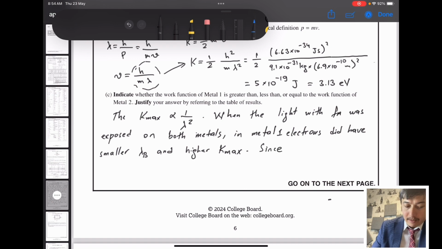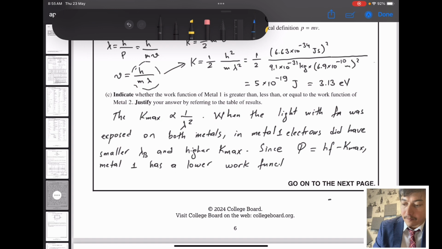Now, since the work function is equal to the energy of the light minus the maximum kinetic energy, metal 1 has a lower work function. Because it has a lower work function, it is letting electrons be ejected with more kinetic energy. All right, this is the end of the first question.